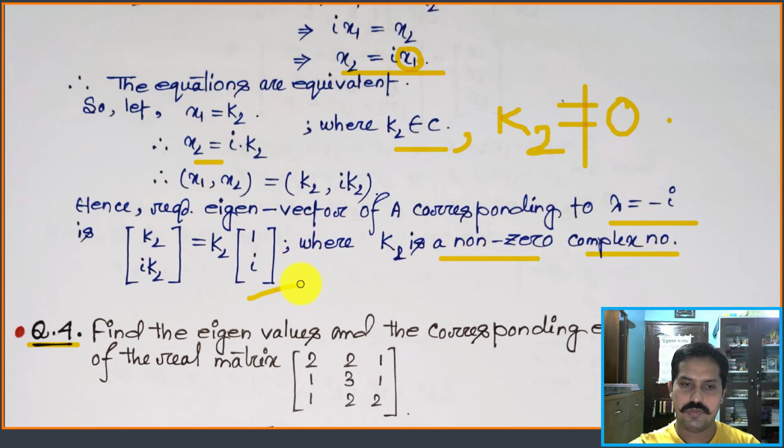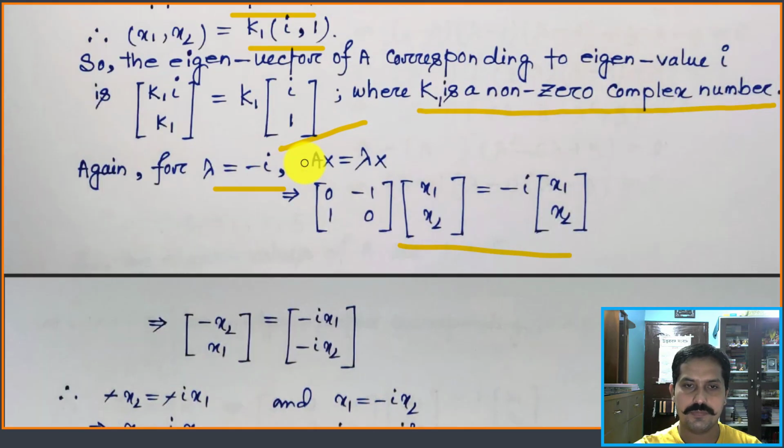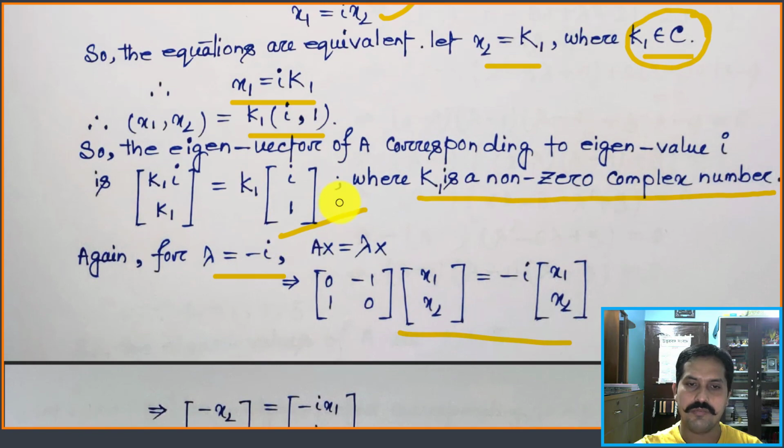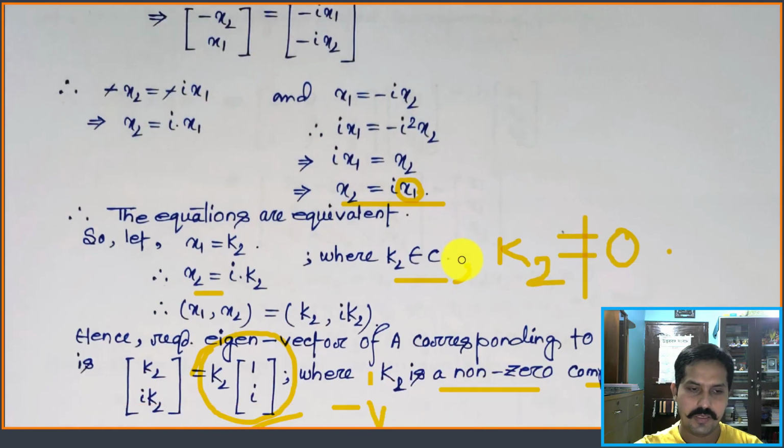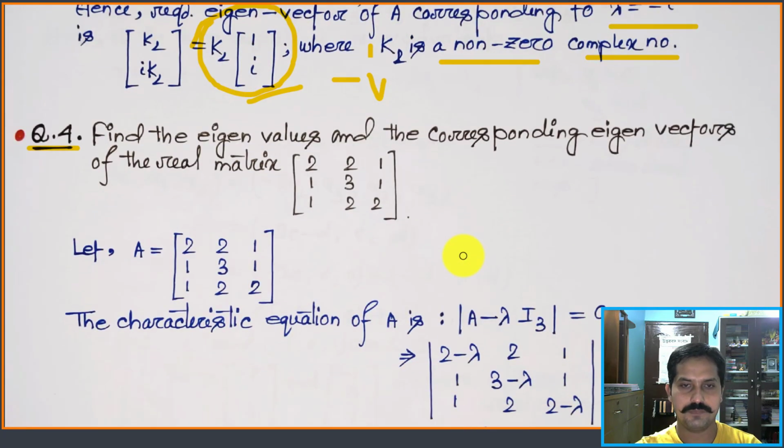So this is the process. This is one eigenvector corresponding to minus i, and this is one eigenvector corresponding to eigenvalue i. Now come to the fourth question.